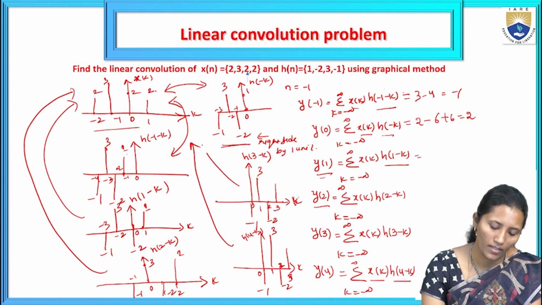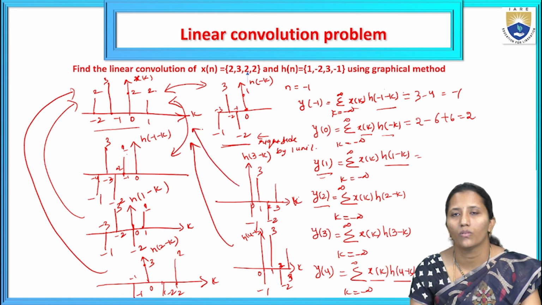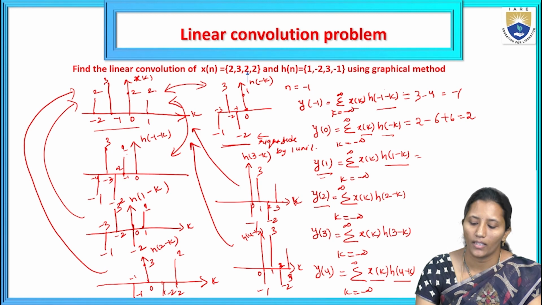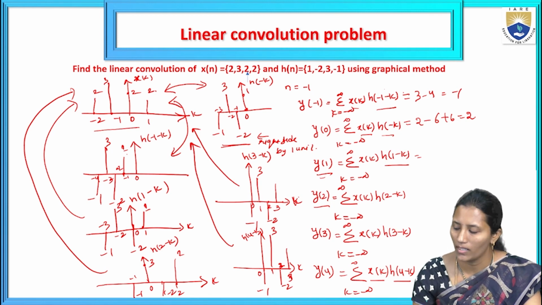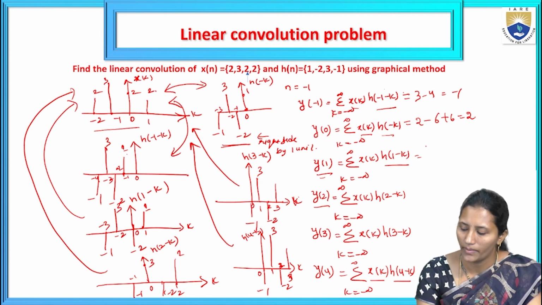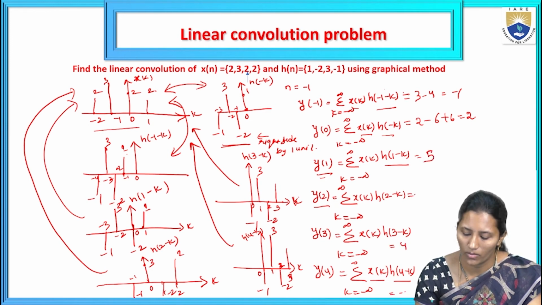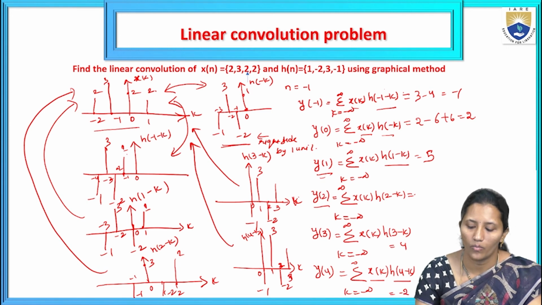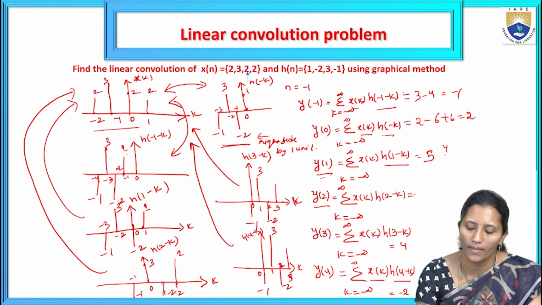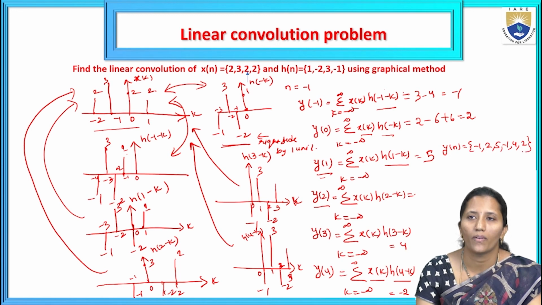To get the y of n, these two graphs should be multiplied, and the corresponding values we will get are 2, 5, minus 1, 4 and minus 2. So the final output for y of n is minus 1, 2, 5, minus 1, 4, 2. So this is the output of y of n.